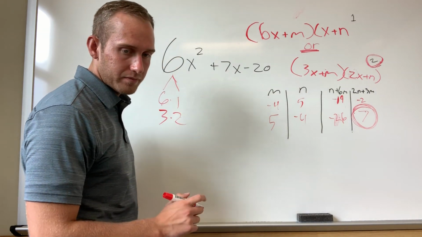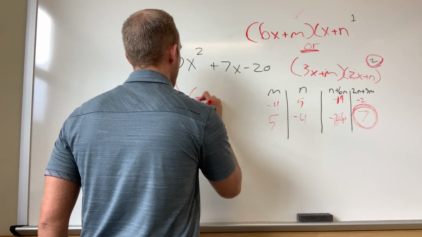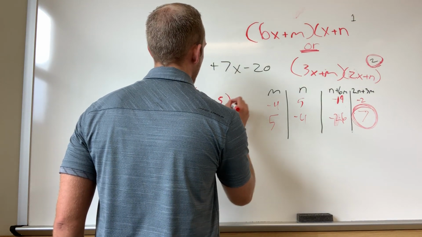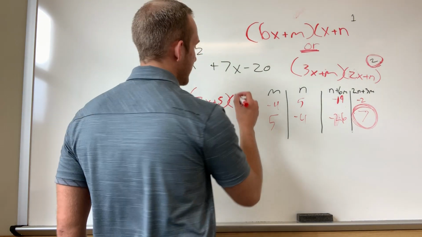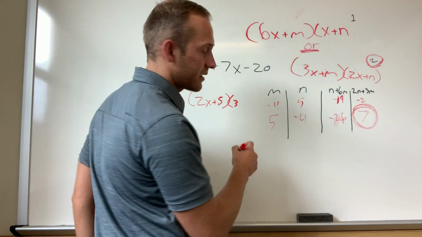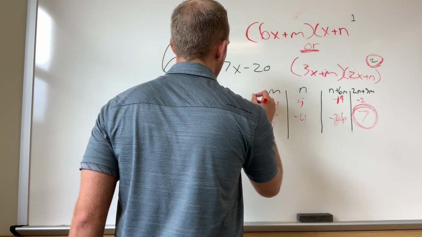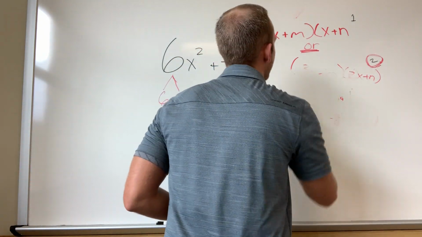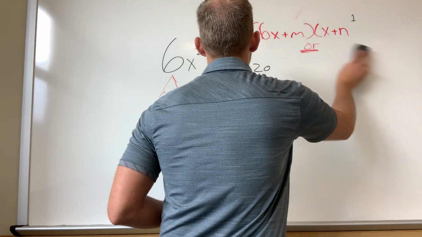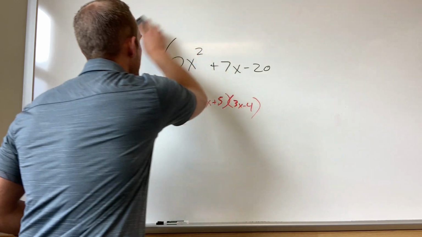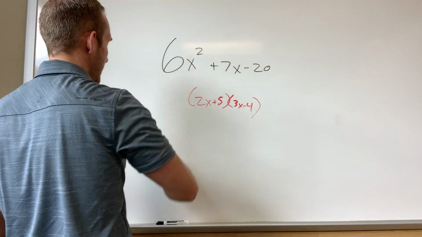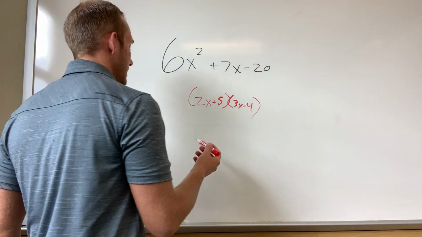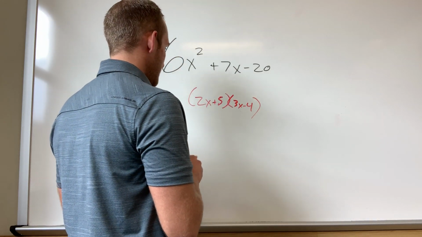Basically, the right answer is 2x plus 5 times 3x minus 4. All right, get rid of all this other crap. Simplify things a little bit. Sometimes I get it mixed up, so I have to check it to reevaluate things a little bit. Okay, so this is the right answer.